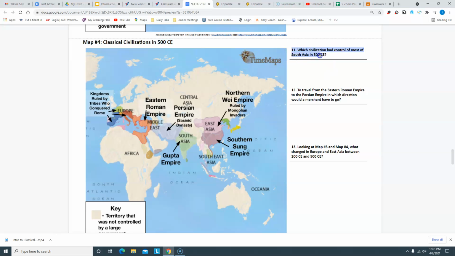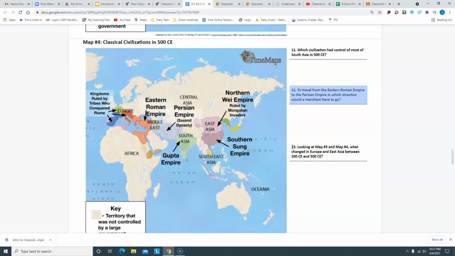Question 11. Which civilization had control of most of South Asia in 500 CE? So this is a map of 500 CE. Which civilization controlled most of South Asia? So South Asia is here in the green. What empire is that? Question 12. To travel from the Eastern Roman Empire, which is here, the orange, to the Persian Empire, here, this light purple, maybe, in which direction would a merchant have to go? Which direction would a merchant have to go? North, south, east, or west?